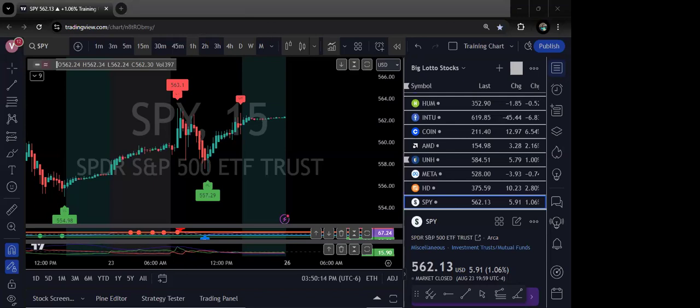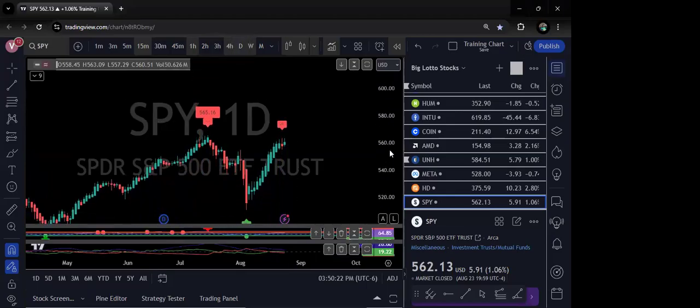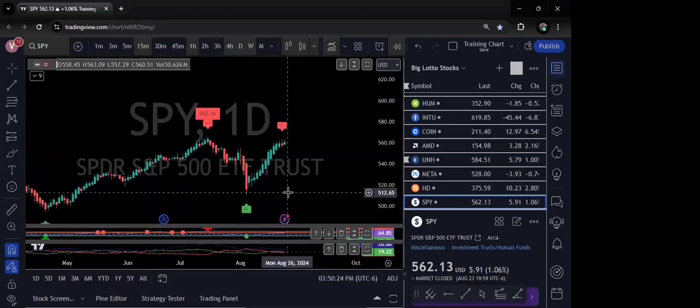On a daily chart, there were a few tickers that had bullish engulfing candles. Oh, I forgot to mention, that's another strategy I forgot to mention.